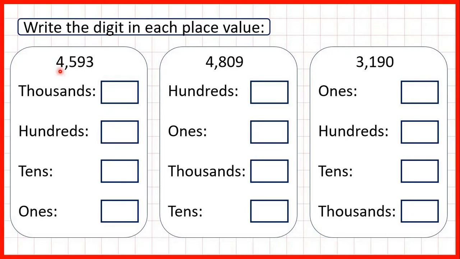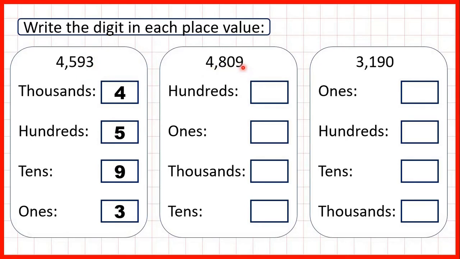So first, we have the number 4593. So the thousands digit is a 4. Remember, if we have a 4-digit number, the thousands digit will be the first digit. Then we have our hundreds digit, so that's a 5. Our tens digit is a 9, and our ones digit is a 3.